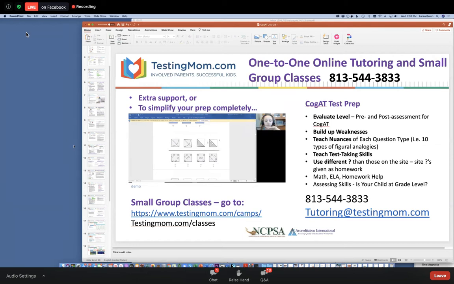Is there a spot on Testing Mom where they can take a full CogAT to see what they're good at, what they need to practice? I'm not sure if we have a practice test up for the CogAT. We have practice sections up for every section. So if you just want to get a sense of how your child will do on each type of question, maybe go to your child's grade level and do 3 or 4 of each type of question and see how your child does. And that will tell you how they're going to do.